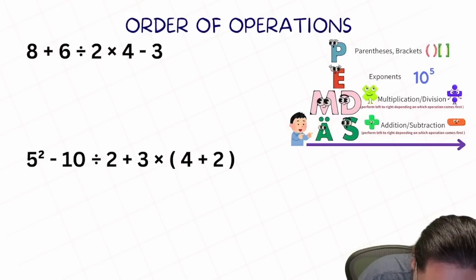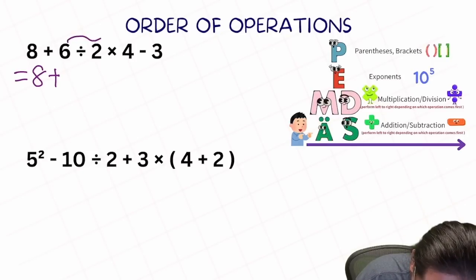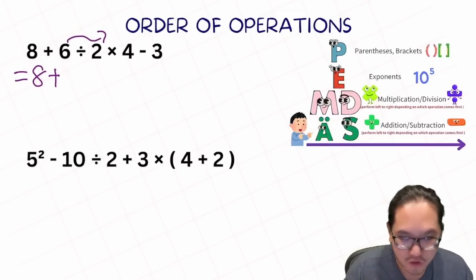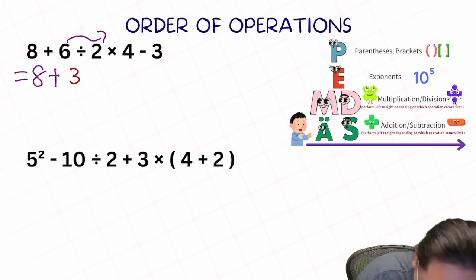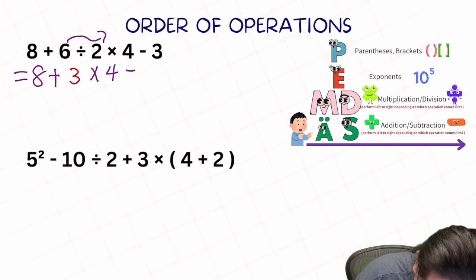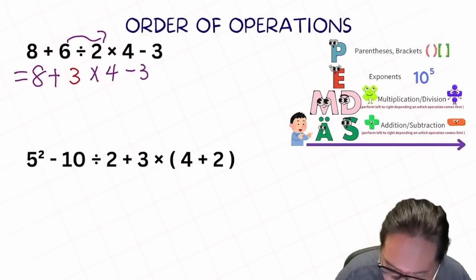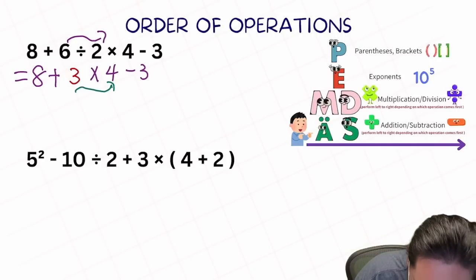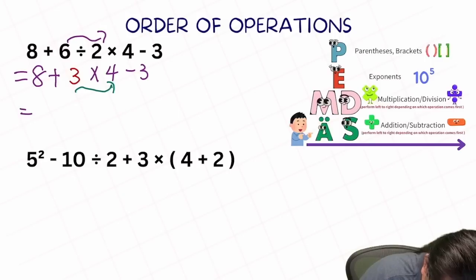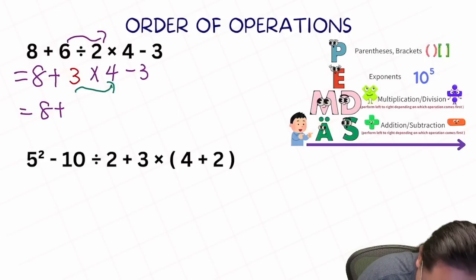So let's look at the equation. We know that we don't do the 8, right? From left to right, we'll do the division first. So 6 divided by 2 is equal to 3. So we drag the rest of them down: multiplied by 4 minus 3. So now, next step, right? We still have a multiplication here. So let's do that next. We drag the 8 down, 8 plus 3 times 4 equals 12, and drag the minus 3 down.